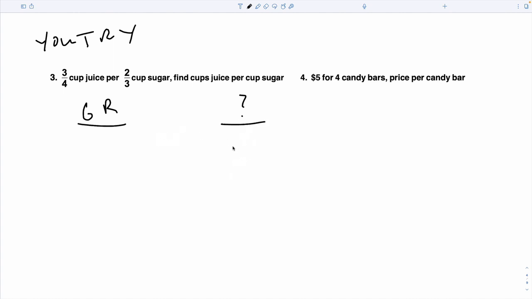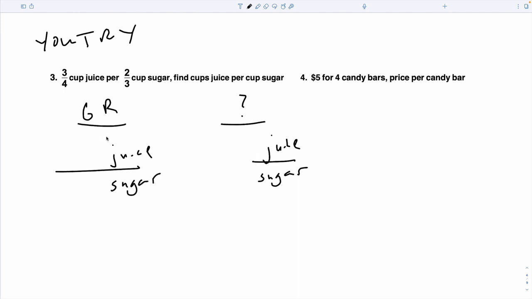This one says juice per sugar, so what I do is juice up top and then sugar down below. Yep, juice. Juice per sugar. And you can put cups if you want.